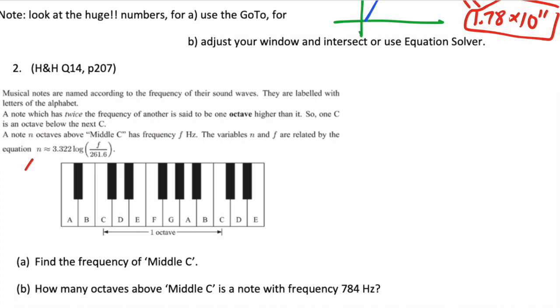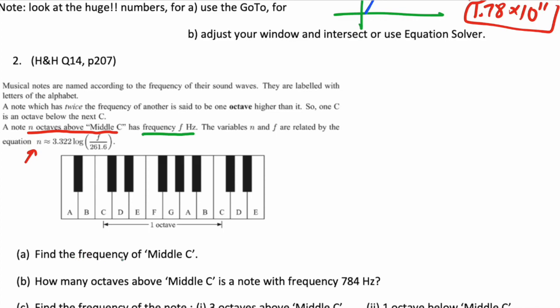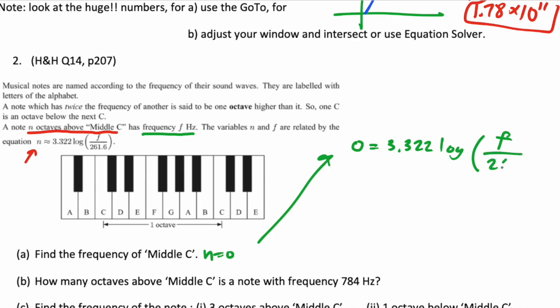Okay, so n is octaves above middle C, and f is the frequency. So questions are going to be about n and f. Find the frequency of middle C. Well, n stands for number of octaves above middle C, so it's not above middle C at all, so this is n equals 0. Okay, so we plug in n equals 0 and solve for f. So 0 equals 3.322 log f over 261.